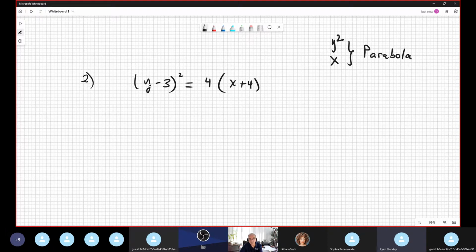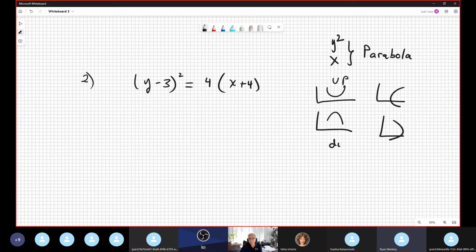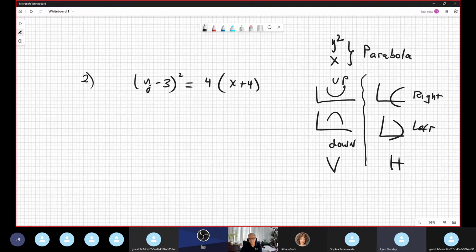But remember, we have two kinds of parabola. We have this kind of parabola, which can open up or down, of course, with one branch, not two. So one scenario is this, another scenario is this, another is this, another is this. So up, down, right, left. This is the category of vertical parabola, and this is horizontal.